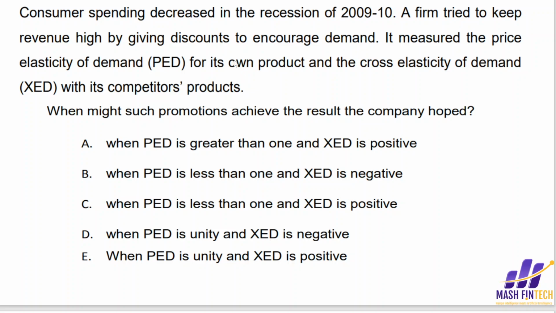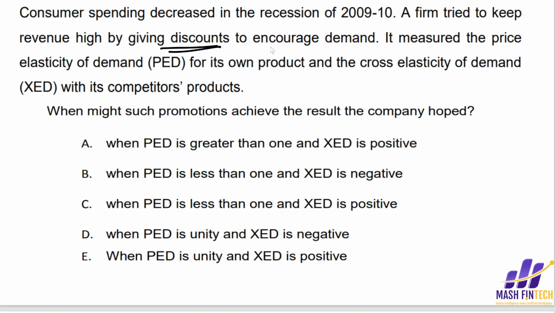Right. If they are giving discounts, what it means is they are reducing their price. And remember the graph we just drew, we said a company is going to increase its revenue by decreasing prices if and only if the demand for the product is elastic. All right, so they're going to make money if the product is elastic, which means the price elasticity of demand must be greater than 1.